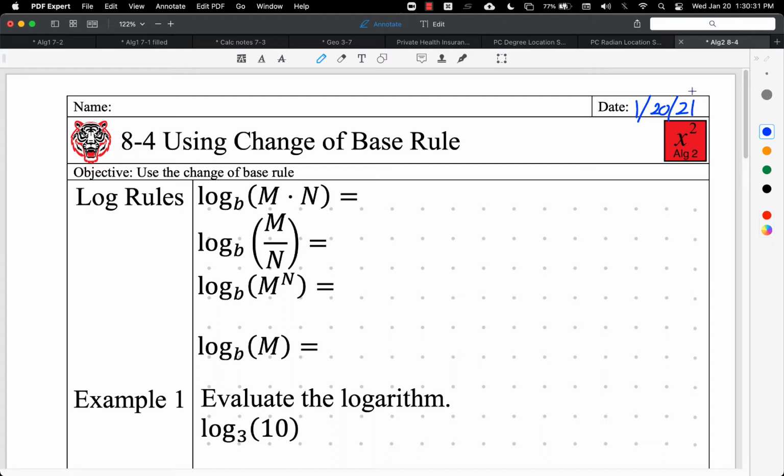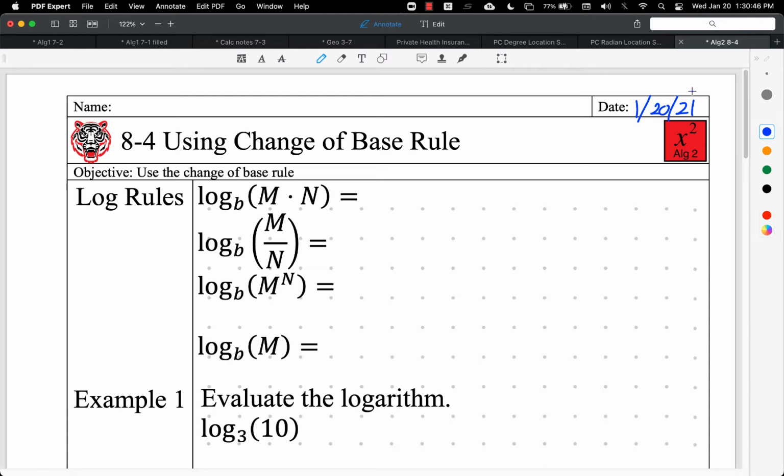There it is. Question, Gunner. Wasn't this on the quiz yesterday? Did the quiz have change of base? Yeah, I think so. Or something that looked like this. I hope not, because otherwise I've made a mistake. I'll go check for you after the lesson's done.